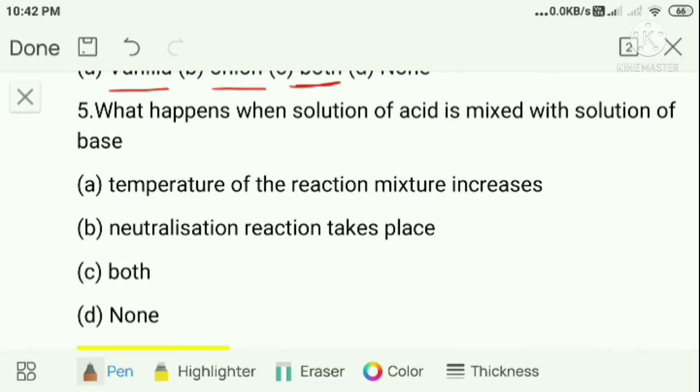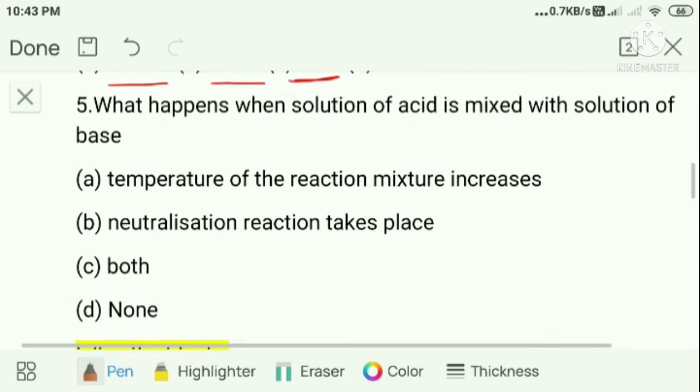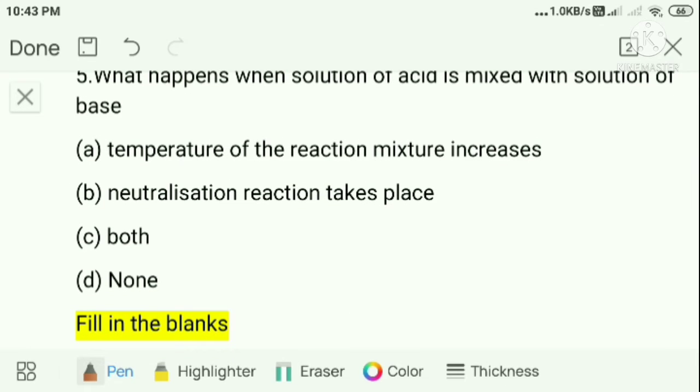Now let us come to the fifth question. What happens when a solution of acid is mixed with a solution of base? When acid is mixed with base or base is mixed with acid, what type of reaction takes place? That is a neutralization reaction. But what else? In the neutralization reaction, some amount of heat is also released. Such chemical reactions are known as exothermic chemical reactions.